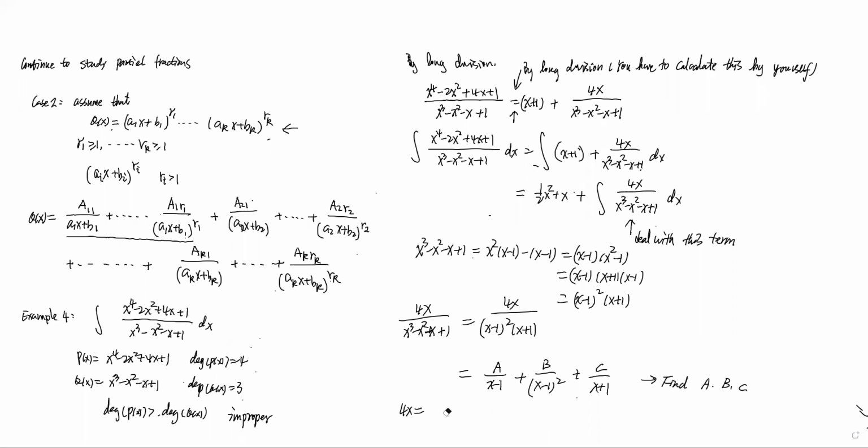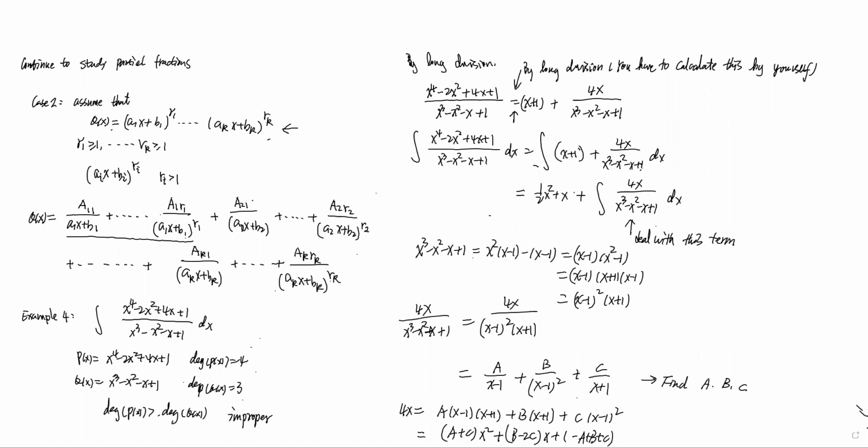Anyway, this method is very simple. A over (x minus 1), plus B over (x plus 1), plus C over (x minus 1) squared, right? Then we simplify the right-hand side. I think it's quite easy. This is (A plus C) squared plus (B minus 2C) x plus (negative A plus B plus C).